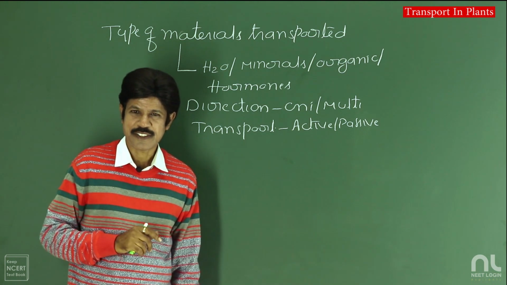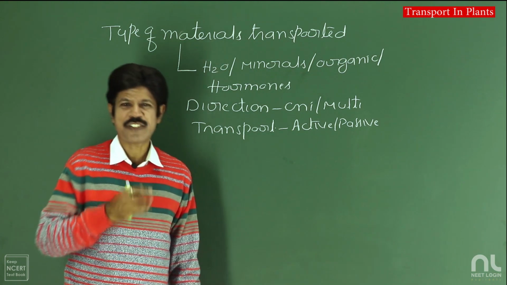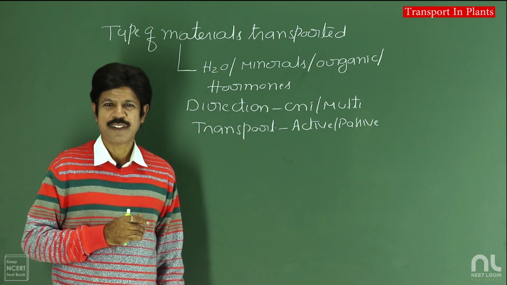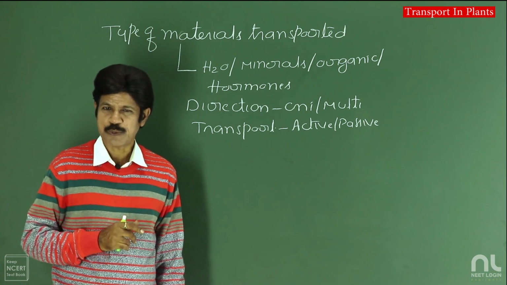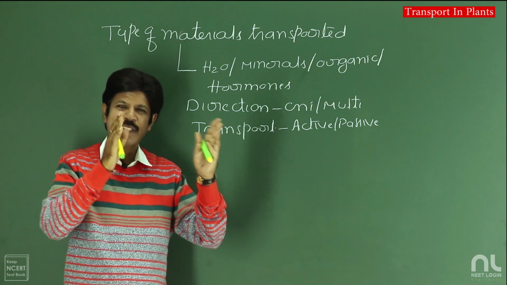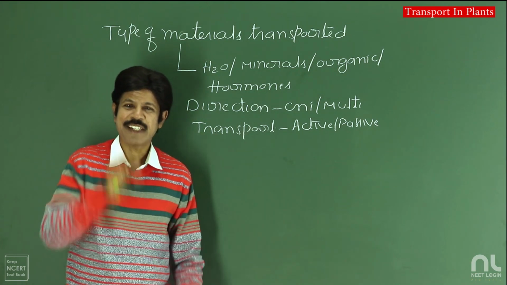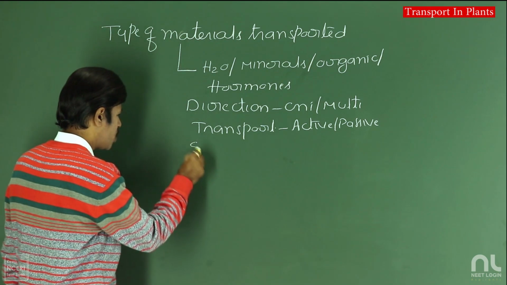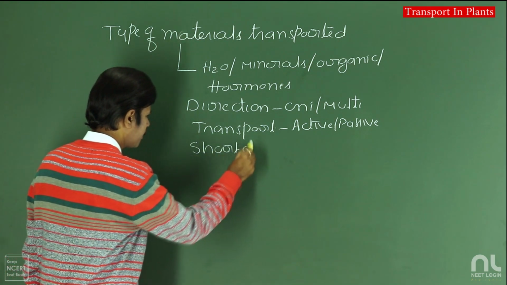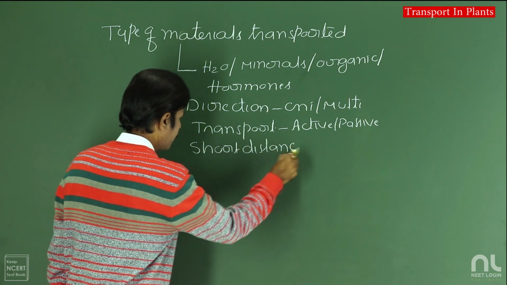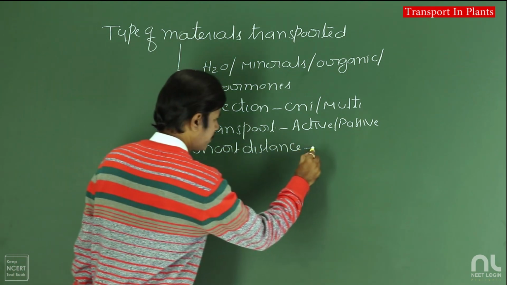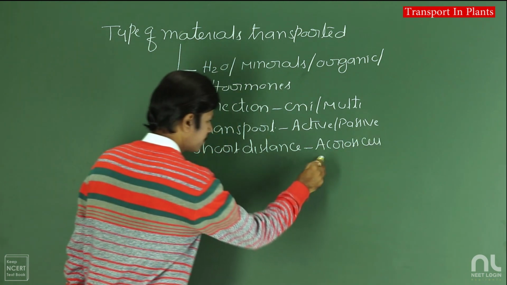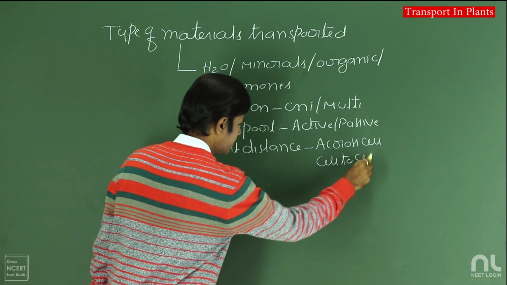That is long distance transport. If you say short distance, within the cell, cell to cell, that is short distance transport. So to know about all these things, we must have knowledge of anatomy as well as cell structure. And you see, short distance, that is across cells, cell to cell.